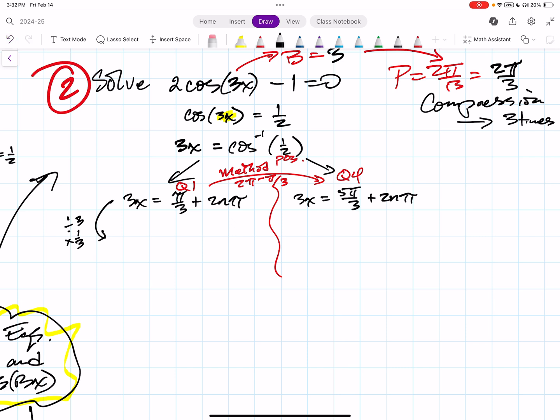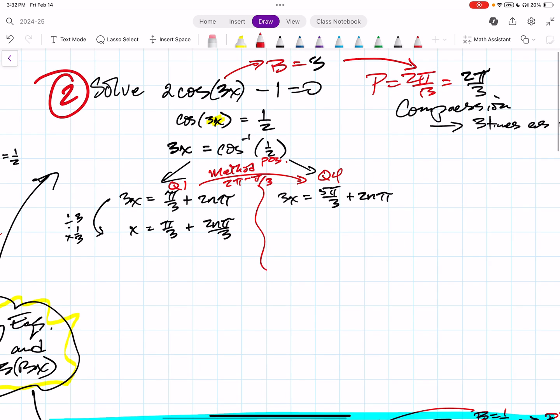A third of a third is a ninth, so x is equal to pi ninths, plus 2 pi thirds. So there's your new period. Remember, your period here is 2/3 pi. Let me write a period here. You have to add multiples of the period to get more solutions.